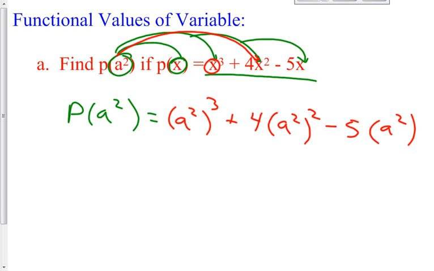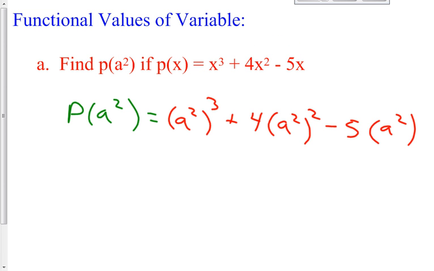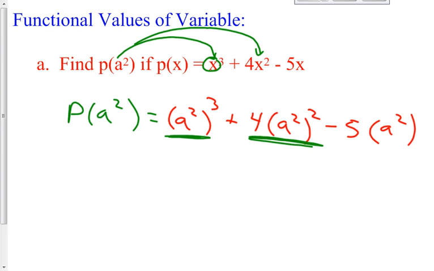So let me erase this mess. I'm sure that this got kind of confusing for you, and I apologize for that. All I've done here, class, is I've taken a squared and put it into here. So it's a squared cubed. That's what we have right here. And then I put in a squared right here. So it's 4 times a squared squared. And that's what I have here. And then I put in a squared right here. So it's a negative 5 times a squared, which is right what I have there.